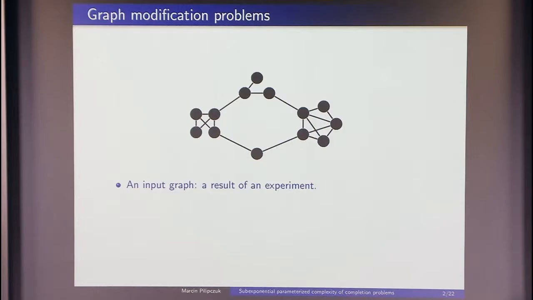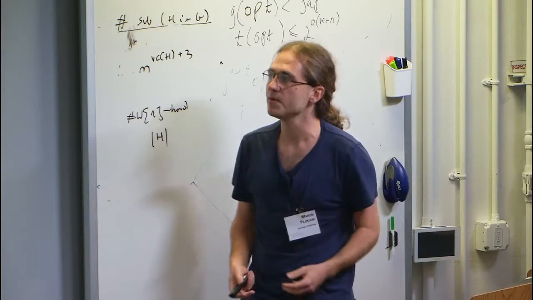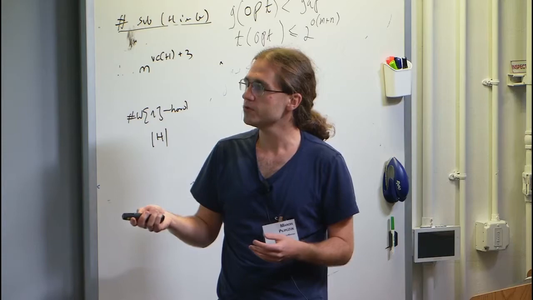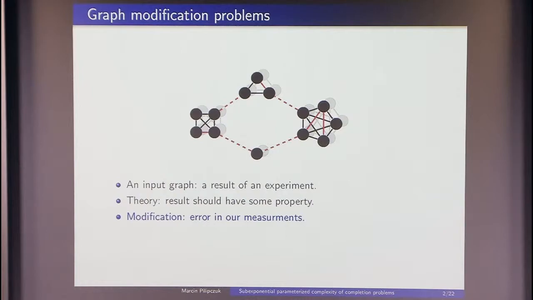So the graph of such an experiment or such observations should look like a cluster graph, a disjoint union of cliques. But of course, that's our theory. We have got some errors in measurements. That means some edges are present which shouldn't be there, or there are some false positives or false negatives. Some of these edges are missing. The red edges are the missing edges.